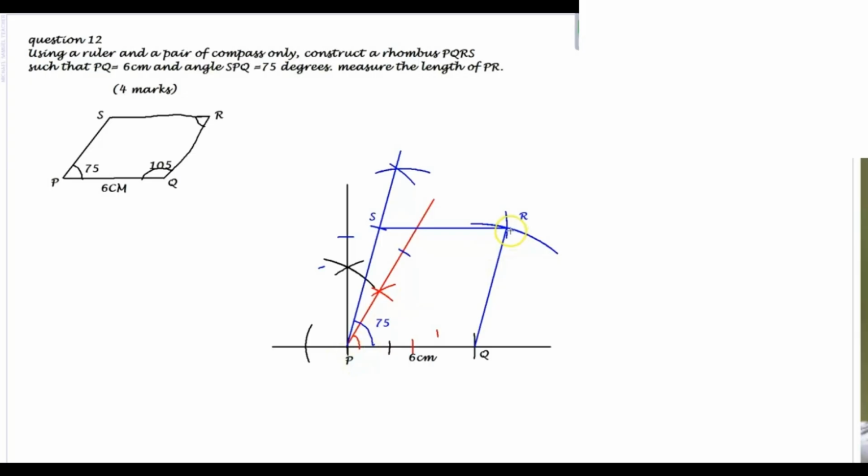Then I am required to measure length PR. PR, this diagonal. So what I'm going to use, we use a divider, compass. Let me place one pointer at P, and then I adjust. So that is 9.5. So that means here PR is 9.5 centimeter. So that's how that question is done.